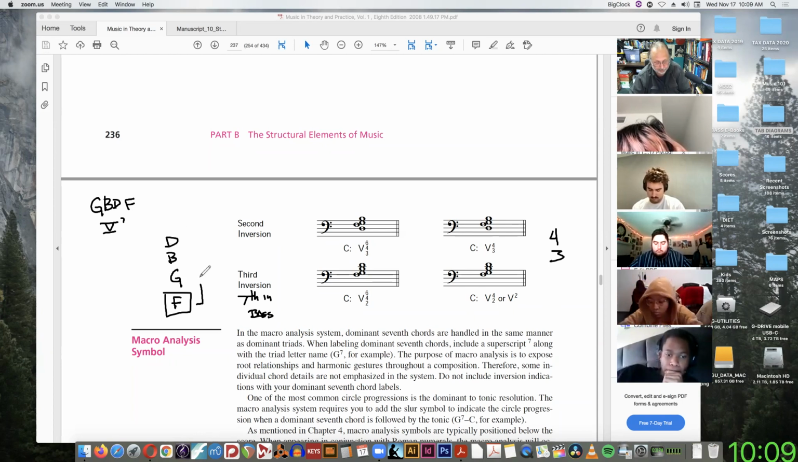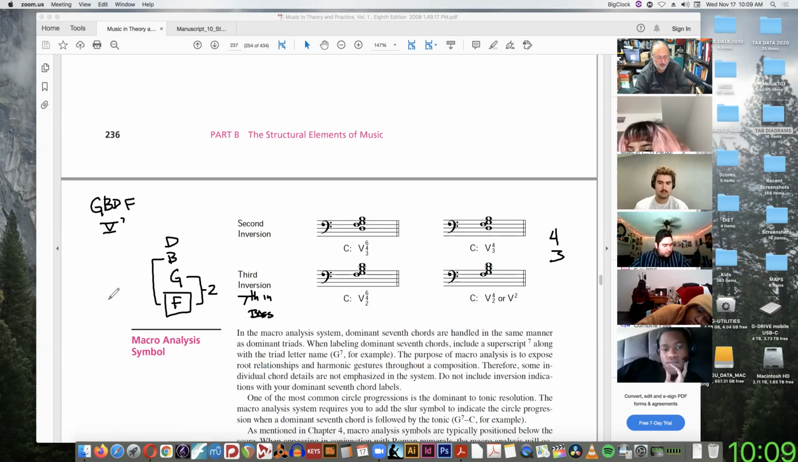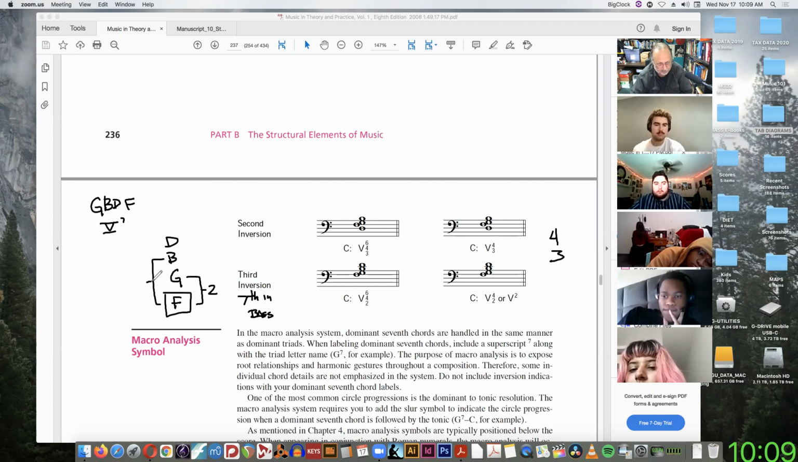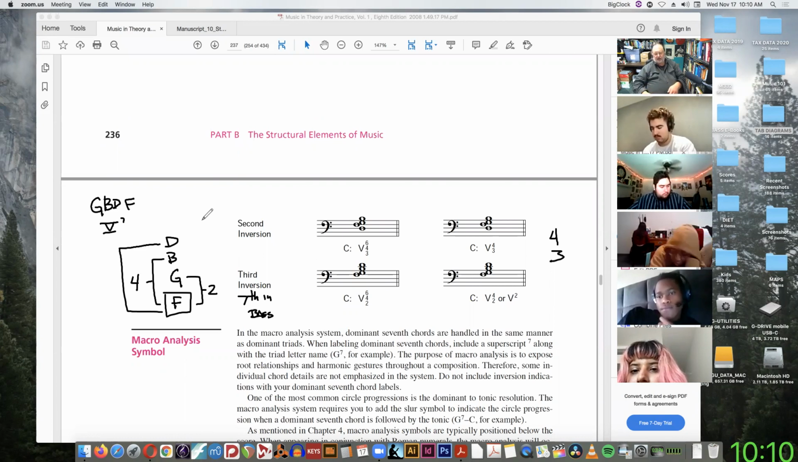So now F is in the bass, so we have these intervals here. F to G, how far is that? A second. Then we've got F to B: F, G, A, B. It's a 4, right? And then here again we have F to D: F, G, A, B, C, D. That's a 6, right? Yeah. All right.